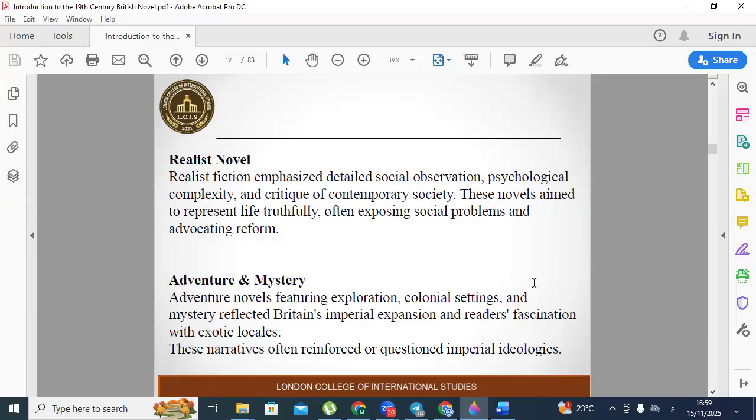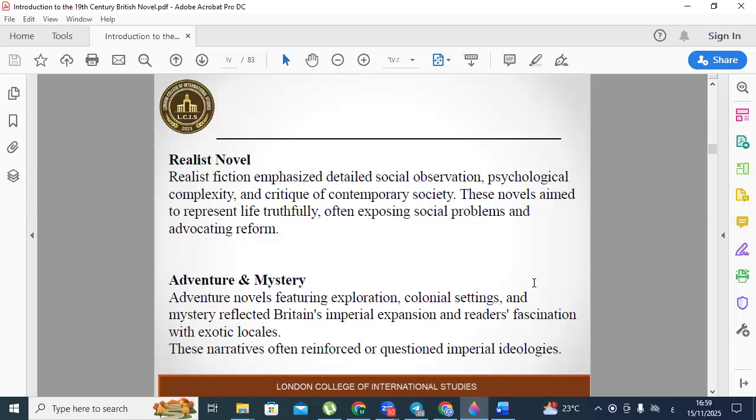Showing British characters bringing civilization to supposedly savage places, depicting colonial subjects as inferior or threatening, justifying imperial rule as beneficial. But adventure fiction wasn't simply propaganda. It also expressed anxieties about empire: fears that contact with colonial subjects might corrupt British character, concerns about the costs of imperial expansion, questions about whether British values could survive in foreign environments.